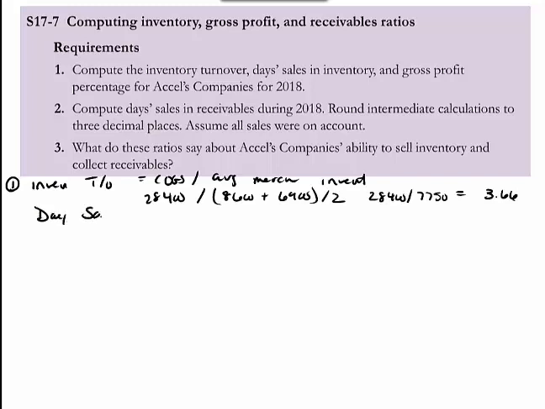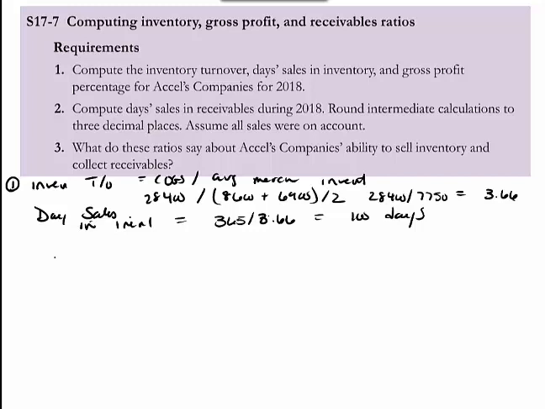So days sales in inventory is 365 divided by 3.66, so that's 100 days. So the average inventory item is here for 100 days. Is that good or bad? I have no idea. They'd have to compare that to another time frame, or also their competitors, that kind of stuff.